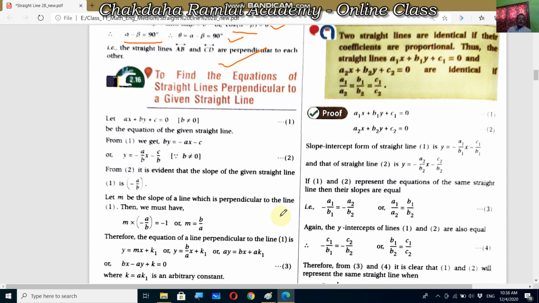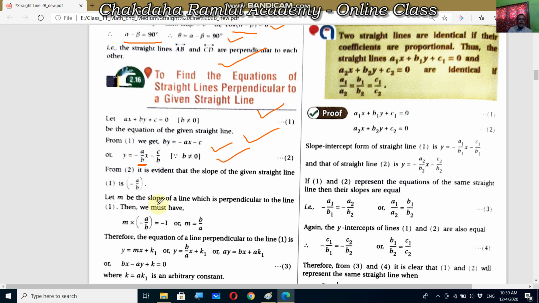Next, we have to find the equation of a straight line perpendicular to a given straight line. Let ax plus by plus c is equal to 0 be the equation of the given straight line. Then from 1 we get by is equal to minus ax minus c, or y is equal to minus a by b x minus c by b, where b is not equal to 0. And from equation 2, it is evident the slope of the given straight line is minus a by b.